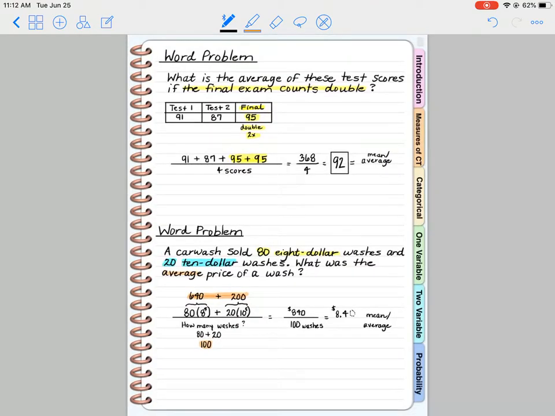Okay, I hope this has helped you to understand weighted averages a little bit more, and also give you just some practice on finding averages. And I believe that does it for this module.